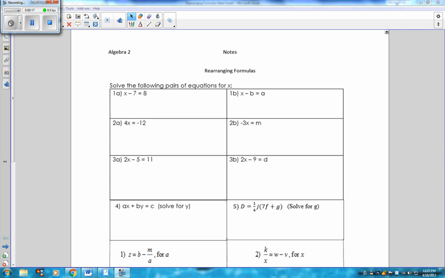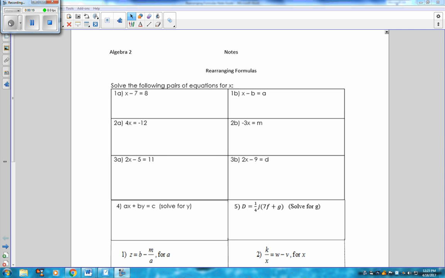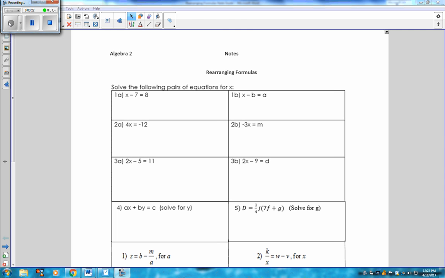So here I'm going to add 7 to both sides. So I have x equals 8 plus 7 is 15. So that's just solving an equation.